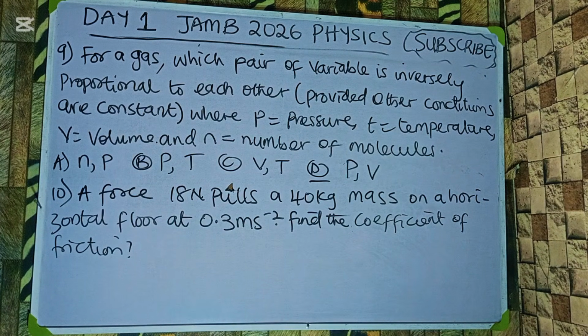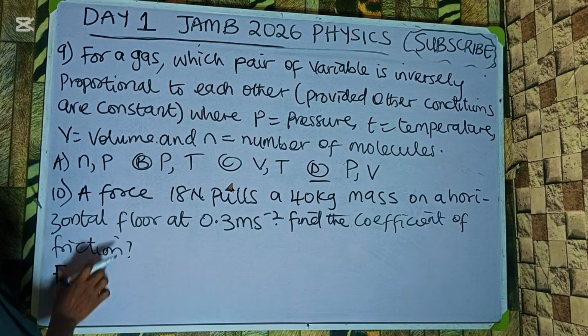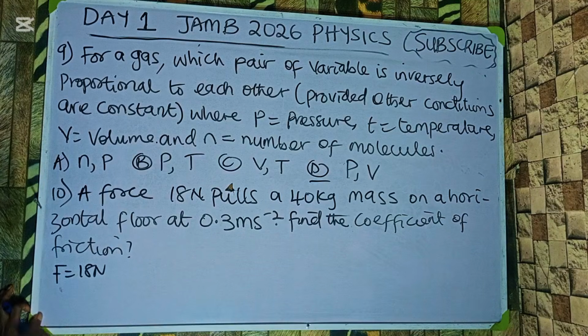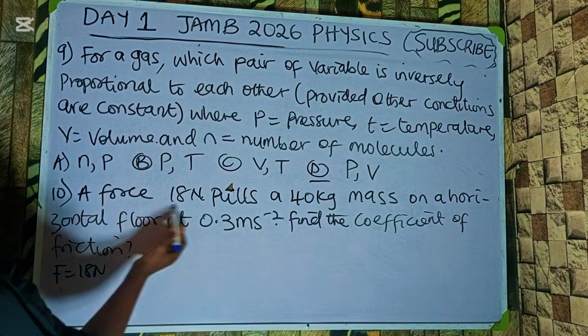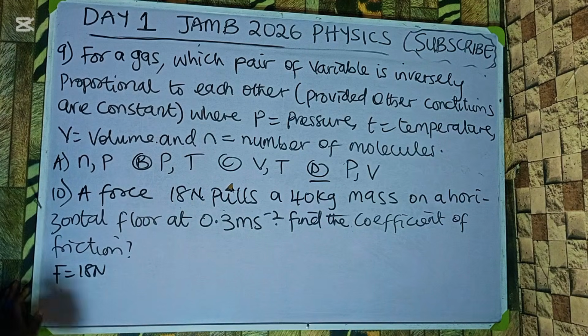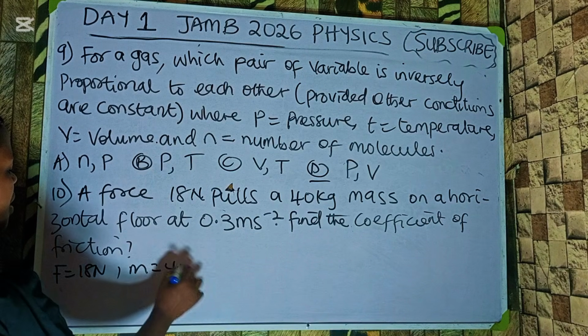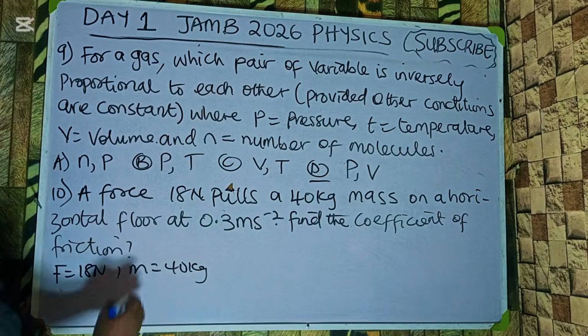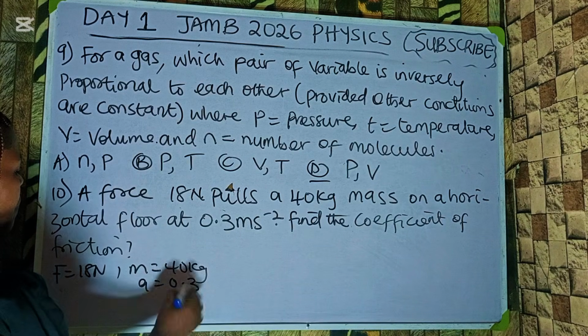So the correct answer is option D. Question 10. A force of 18 Newton pulls a 40 kilogram mass on a horizontal floor at 0.3 meters per second squared. Find the coefficient of friction. Now for us to know the coefficient of friction, you must also get the force that is pulling this object, right? So the force we have is 18 Newton that is acting on this body, because this force is pulling this body. Now let us get the force first because they are moving in different directions. Okay, we are given the mass to be 40 kilogram, with acceleration a, which is 0.3.